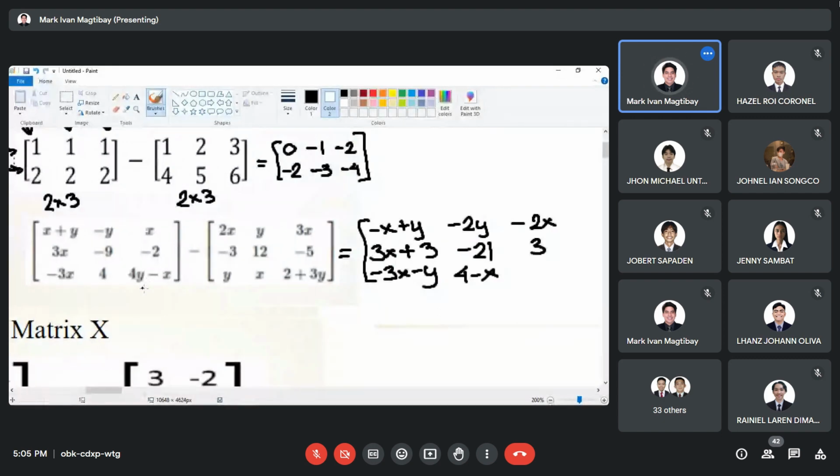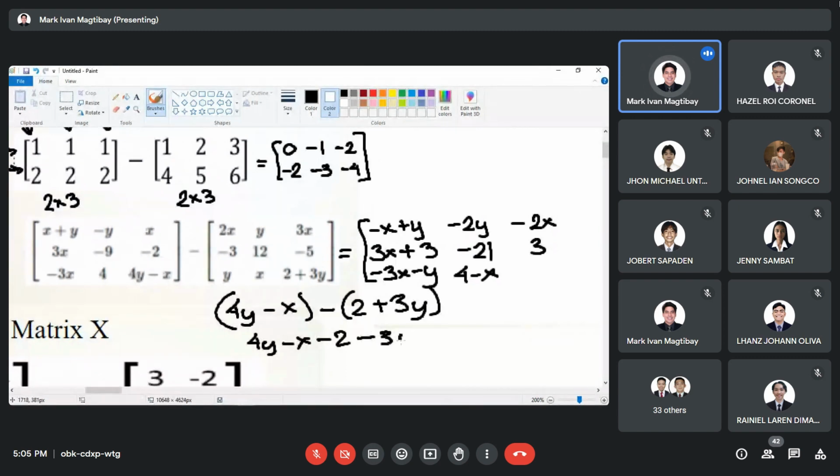Okay? And then the last po is 4y minus x minus 2 plus 3y. So we write 4y minus x minus 2 plus 3y. We distribute the negative sign to the other side, so we have 4y minus x minus 2 minus 3y po. Okay? So 4y minus 3y is y, minus x minus 2 po. That would be your answer po for number 3. Okay? We got the same for the first three numbers.